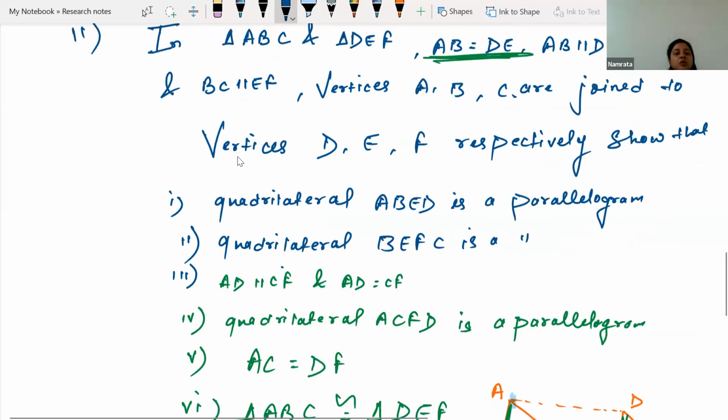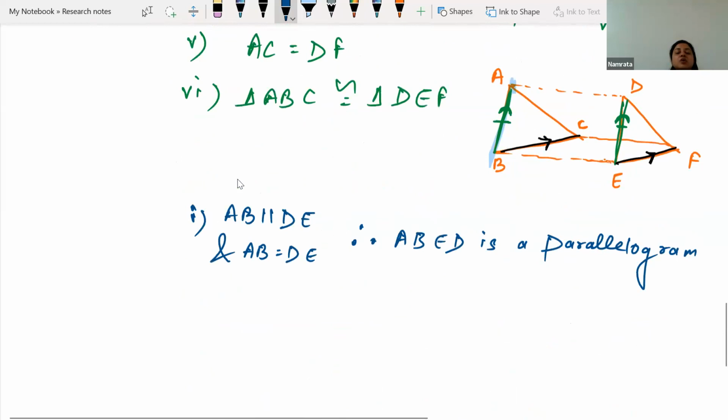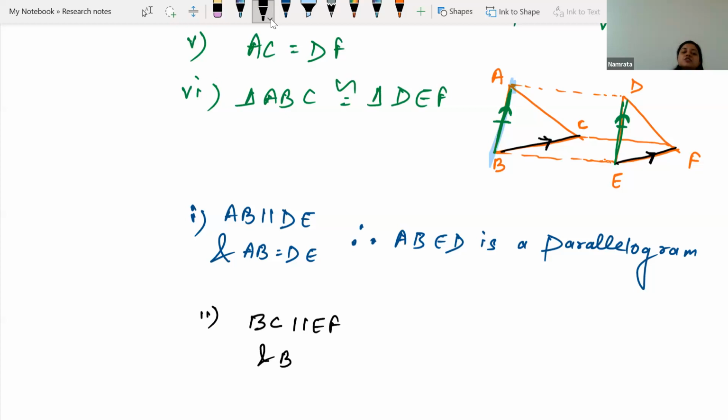What about part 2? Quadrilateral BEFC is a parallelogram. So where is quadrilateral BEFC? B, E, F, C, this is the quadrilateral. Yes, it's a parallelogram. Why? Because both the black sides are parallel and equal. No other information is needed. It is already given in the question itself that BC is parallel to EF and BC is equal to EF. Therefore, BCEF is a parallelogram.